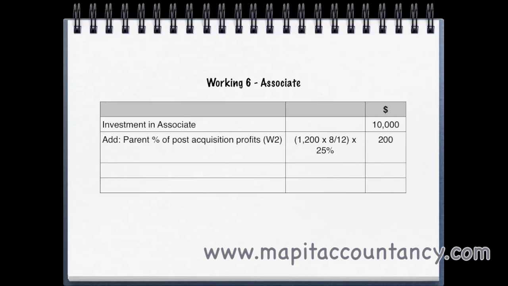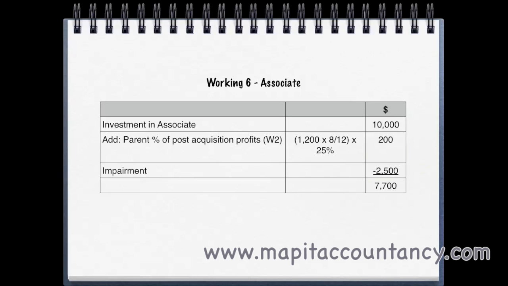So that will increase the value of the associate on our statement of financial position, but will also go to our retained earnings in our working 5. So that's the figure that we were looking for retained earnings here, 200. We also need to look to note 4 in the question, because in note 4 we're told that the investment in Augusta was impaired by 2.5 million. So that investment that we made has been impaired by 2.5 million. So we need to deal with that there. And that will also go to working 5.